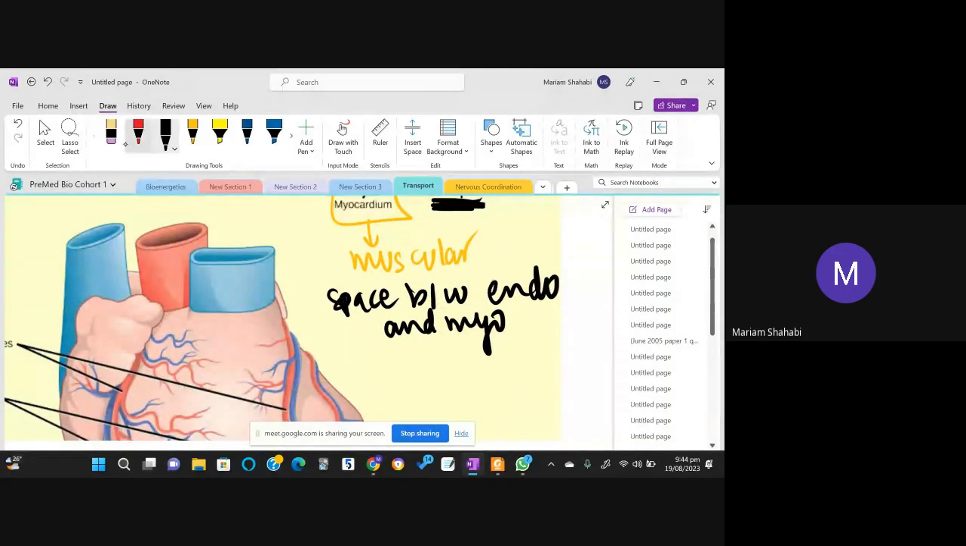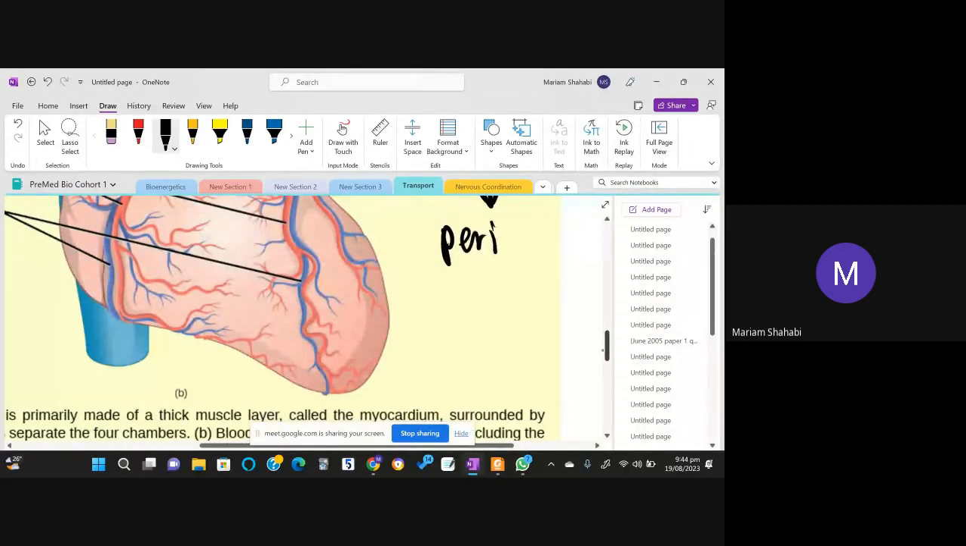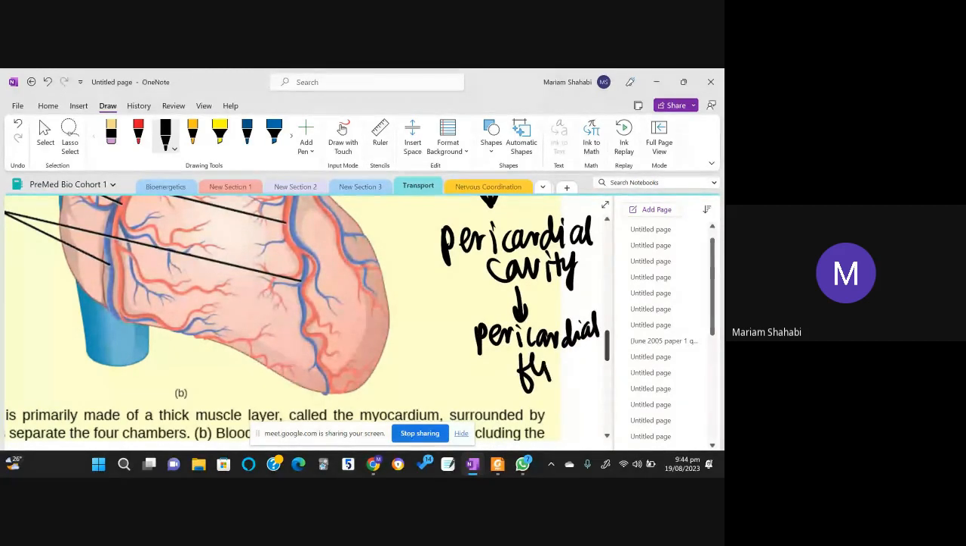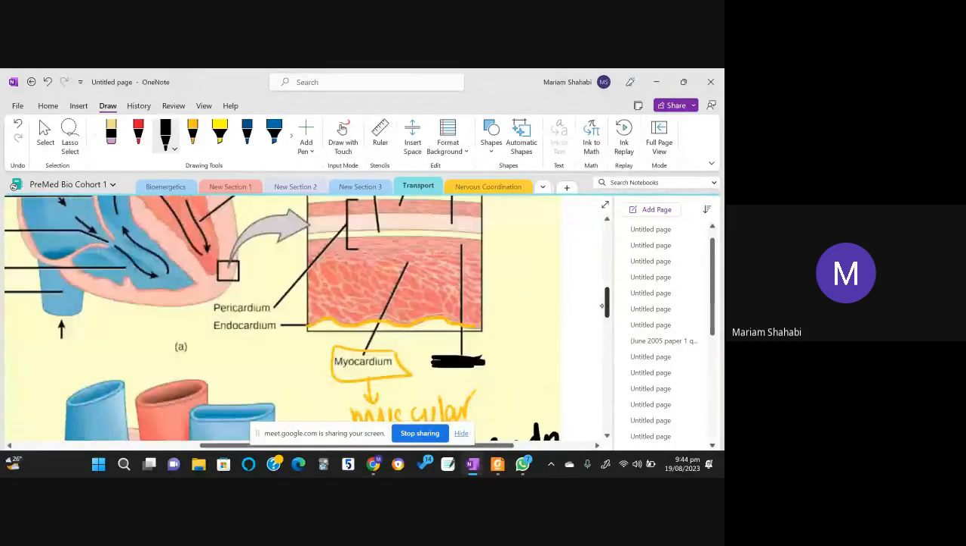Sorry, endo and the pericardium, not the myocardium, the pericardium. Endocardium and pericardium. And this space is called the pericardial cavity. And it contains pericardial fluid. Fluid ka purpose is simply to reduce friction when the heart beats. Reduce friction during beating. So yeah.